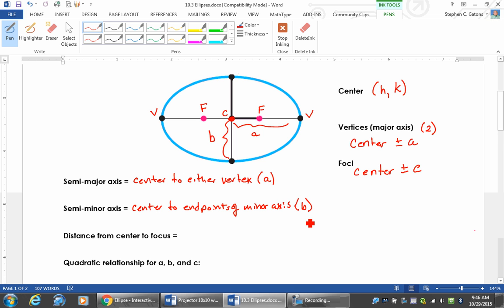Those two values will come straight from standard form: the square root of one denominator and the square root of the other denominator. One's going to be a and one's going to be b. The distance from the center to a focus, that's the definition, and that is what that c value is that we're talking about. The distance from the center to either focus is that distance of c.